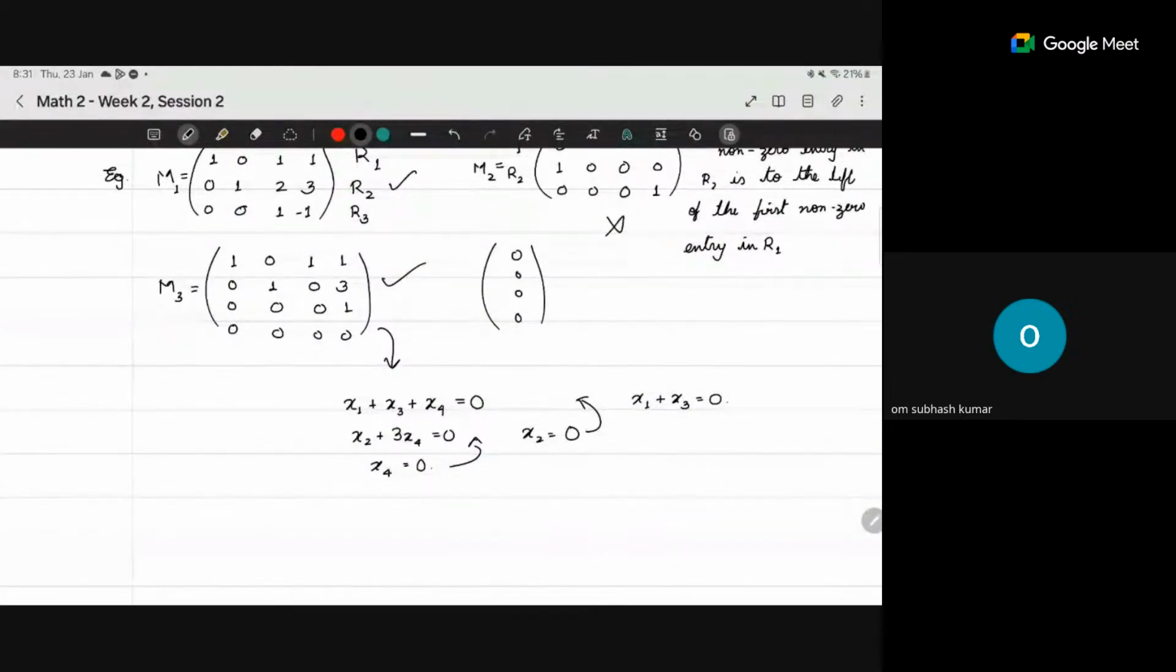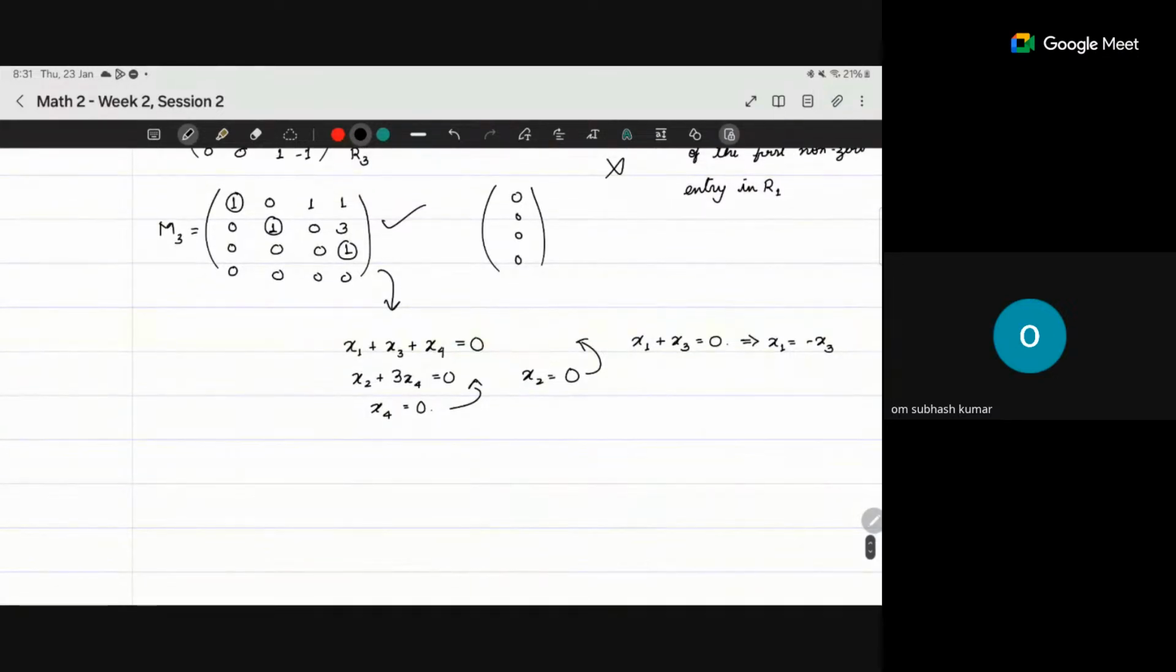Yes, sir. So here it is not completely determined. You have x1 is equal to minus x3. More generally, whatever these leading ones are, you can always write them in terms of the other ones. I'll discuss this also more clearly later.